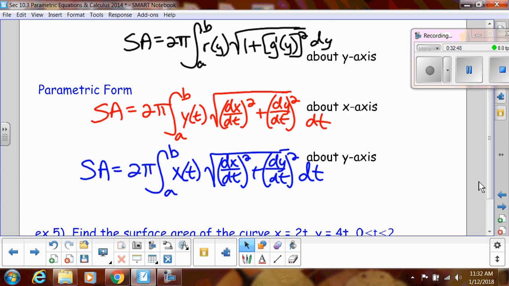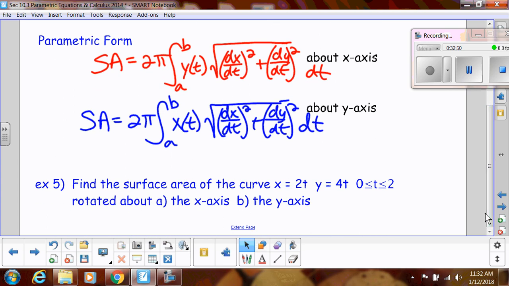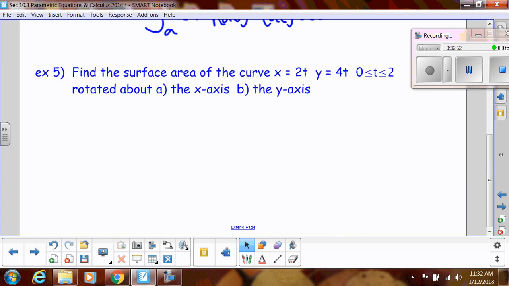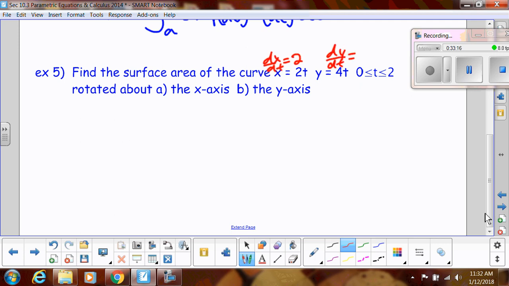So let's do an example real quick. Find the surface area of the curve. We have our parameters rotated about the x-axis, then around the y-axis. Okay, so all we have to do is find our dx dt and our dy dt. So this will be pretty easy. Look, dx dt is a constant. Dy dt is also a constant. Will they always be that easy? No. This is just getting practice setting up the surface area.